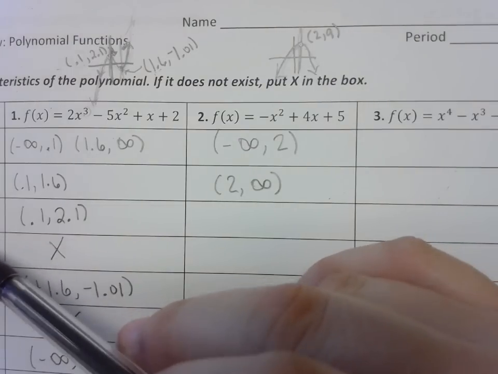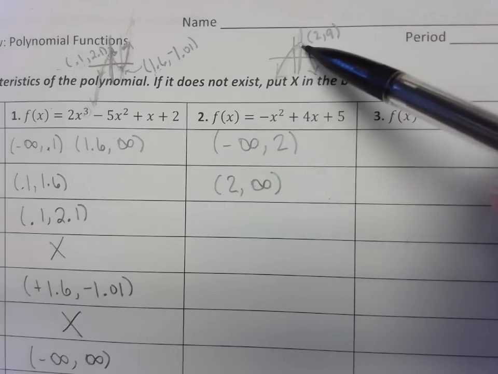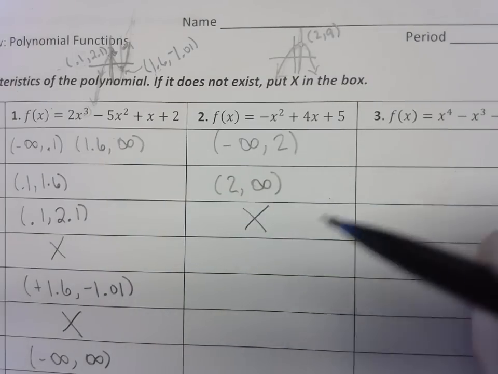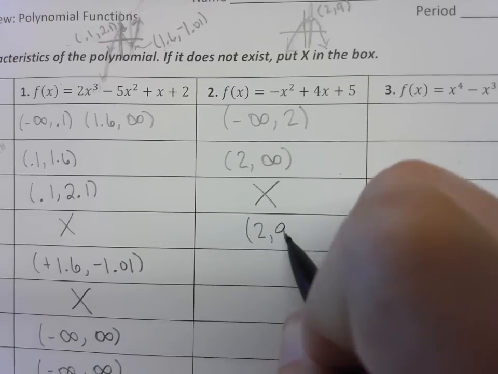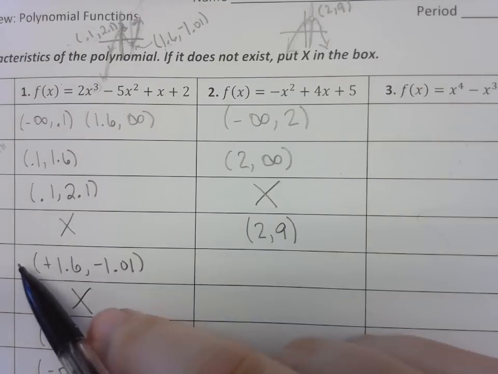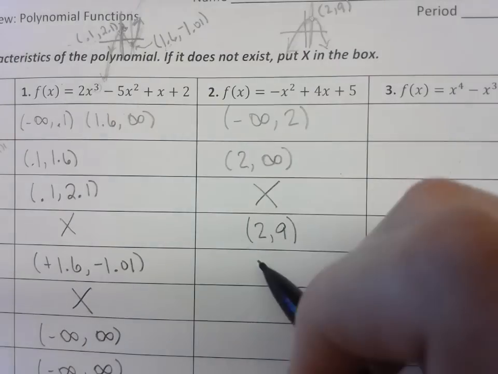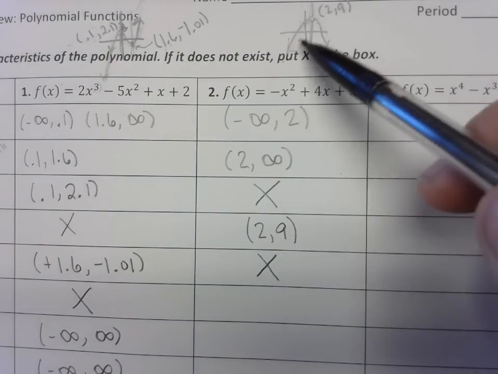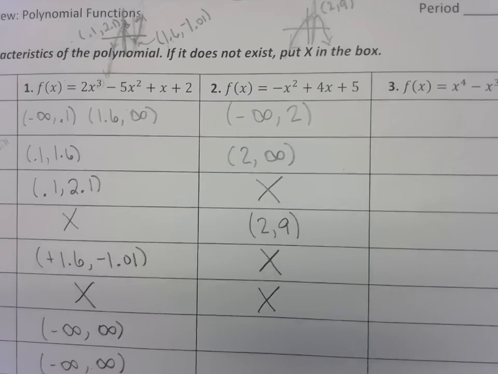Relative maximum means a point that's higher than others but not the highest. We only have one high point here and it is the highest, so in this case there's no relative maximum, but there is an absolute maximum at (2, 9). Relative minimum, we don't have any little valleys like we did over here, so there is no relative minimum. And as far as the absolute minimum, this is going to keep going on both sides to -infinity, so we also don't have an absolute minimum.